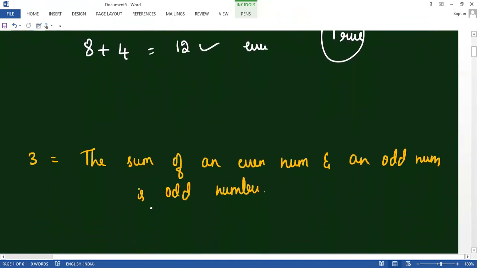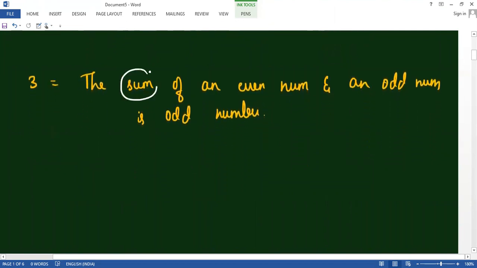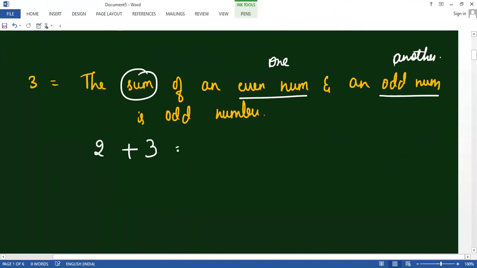And the third question, here, the sum of an even number and an odd number will be an odd number. So one number should be an even number, and the other number should be an odd number. So let me take the even number as 2, the odd number as 3. So the answer is 5. 5 is an odd number. Yes, this statement is true.